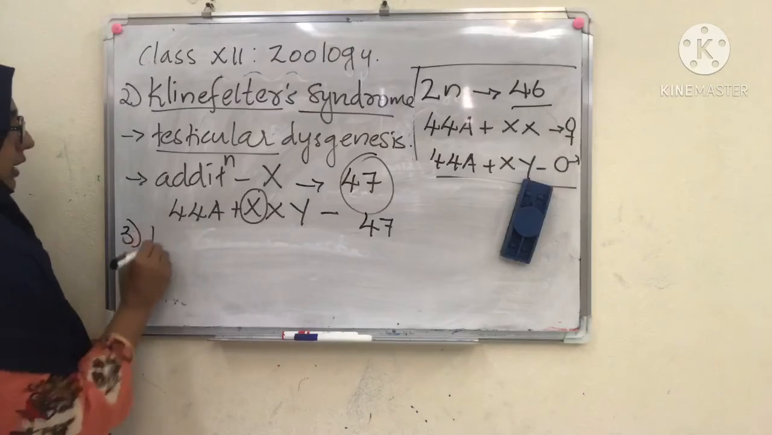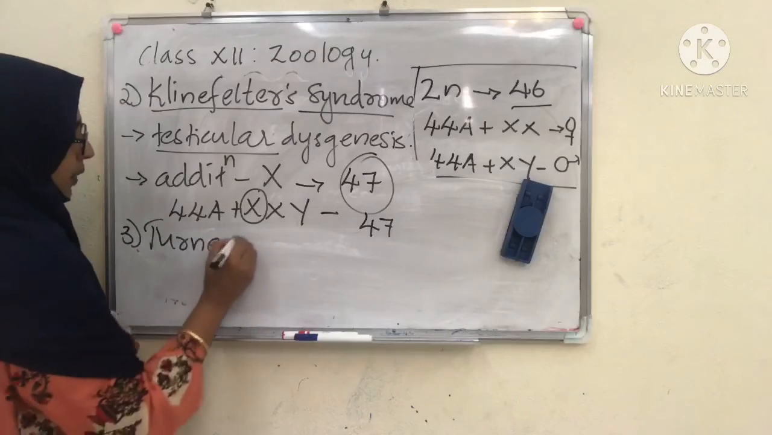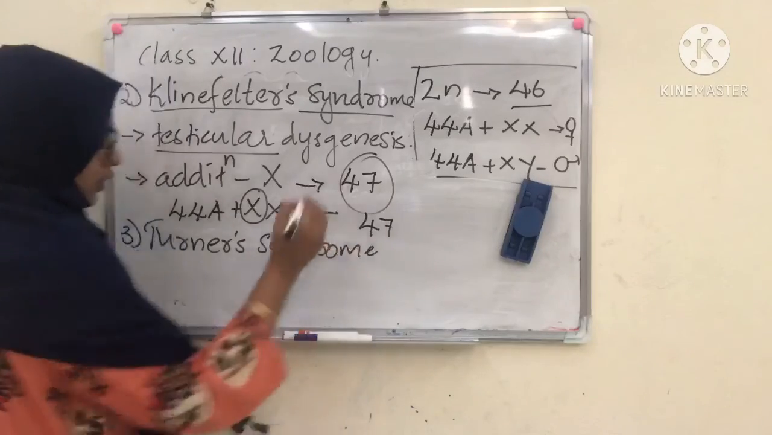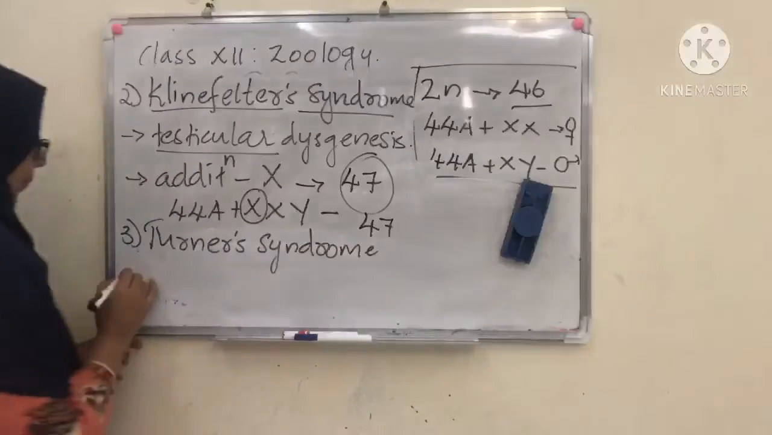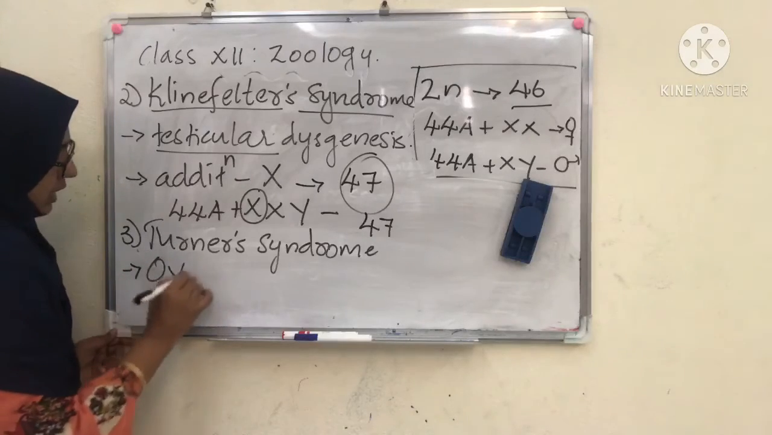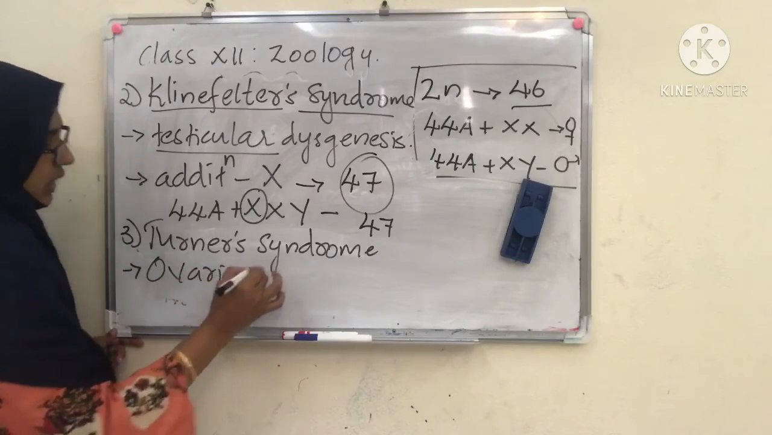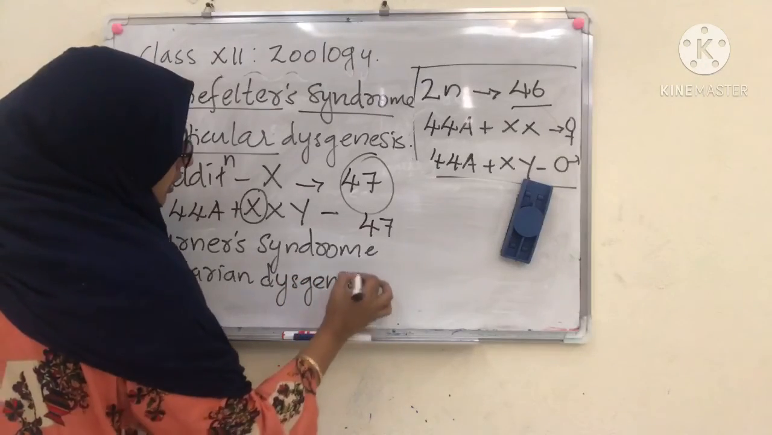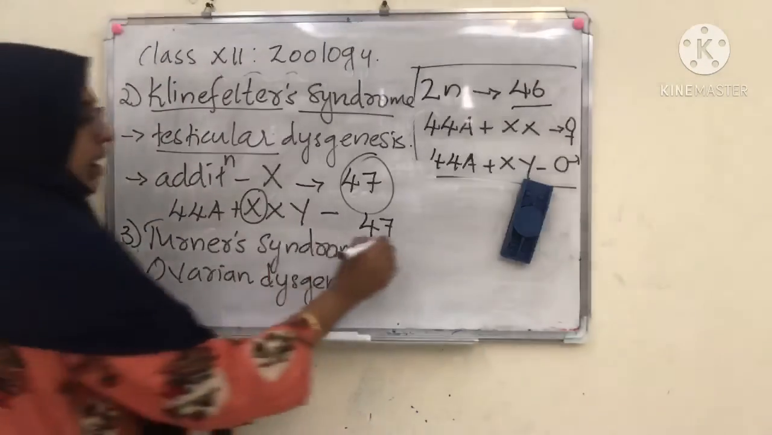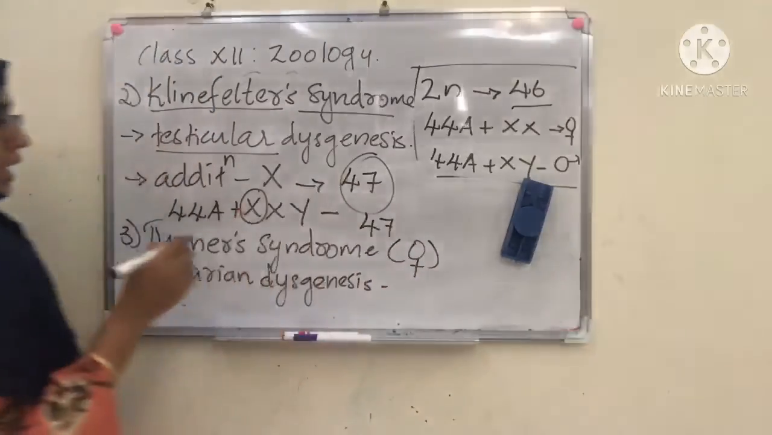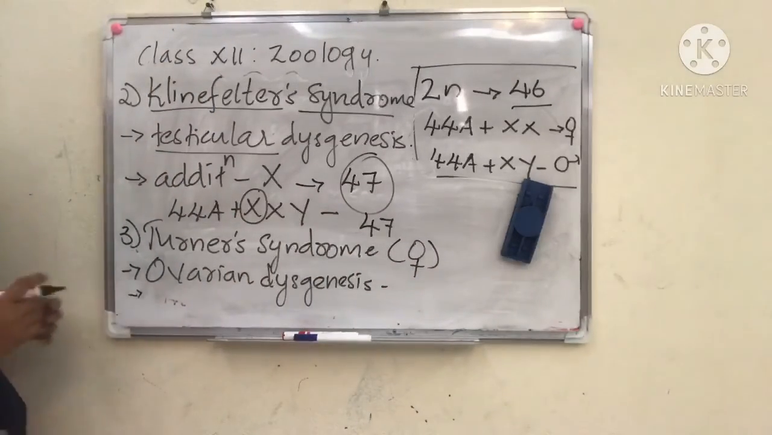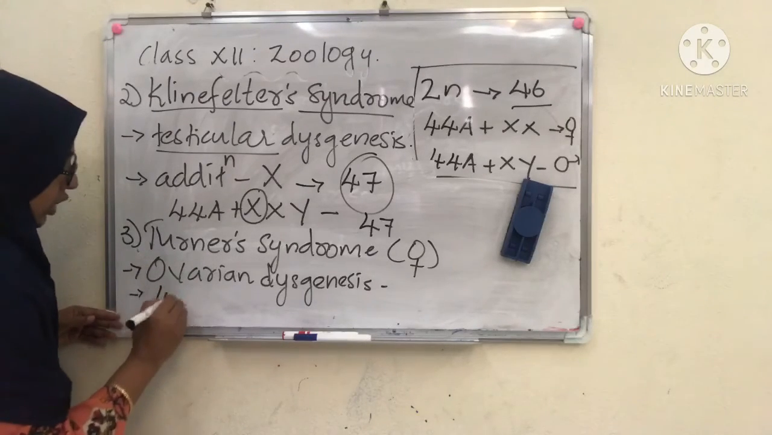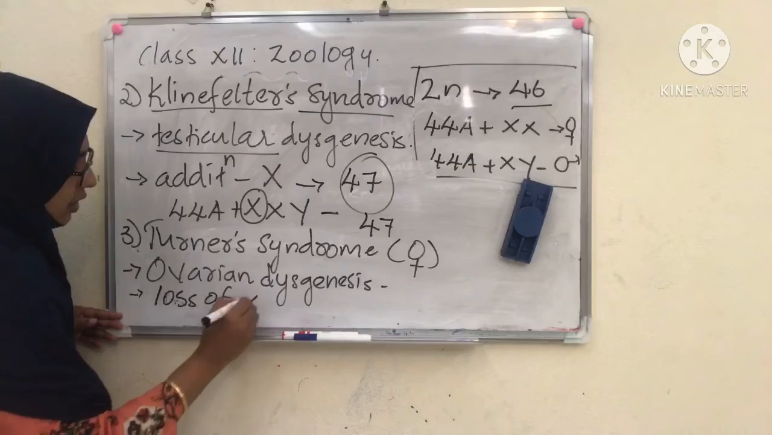Next is Turner's syndrome. It's an example for monosomy. It is also known as ovarian dysgenesis, which is again not given in your textbook. It affects the female, isn't it? Here I told that a monosomy is happening, that means a loss of an X chromosome.